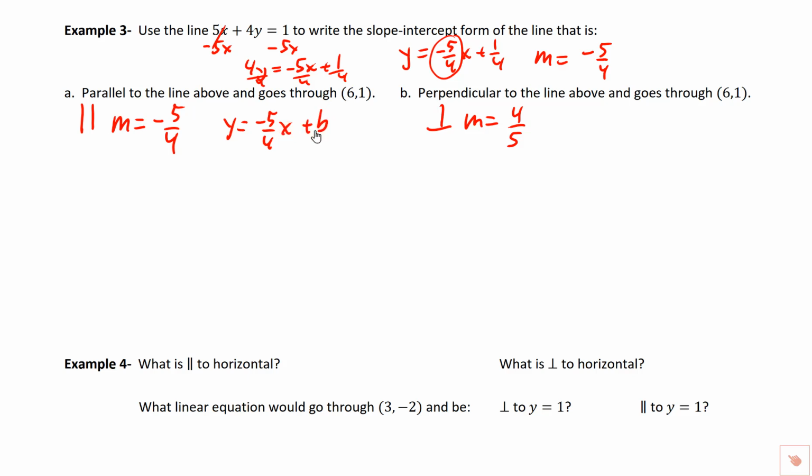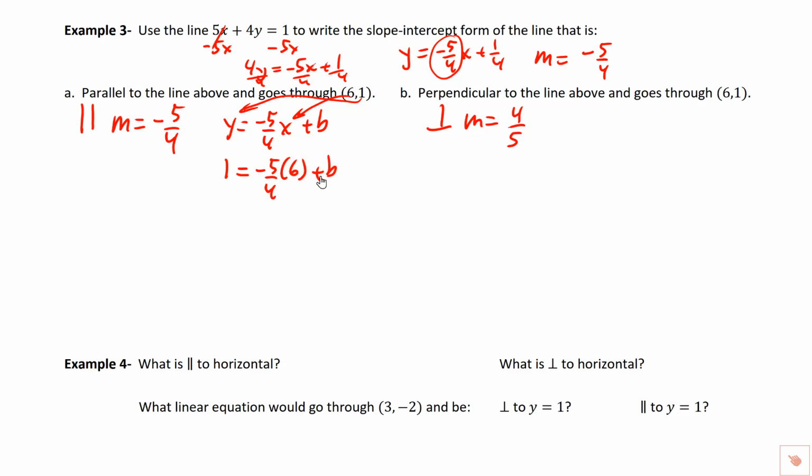We don't know the y-intercept, but we're going to plug in this x and this y. Again, make sure you get them in the right order. The y is going to go right there. The x is going to go right there. A very common thing for people to do is put 6 here and 1 there, and that's not the right way to go. So we want to go 1 equals negative 5/4 times 6 plus b.